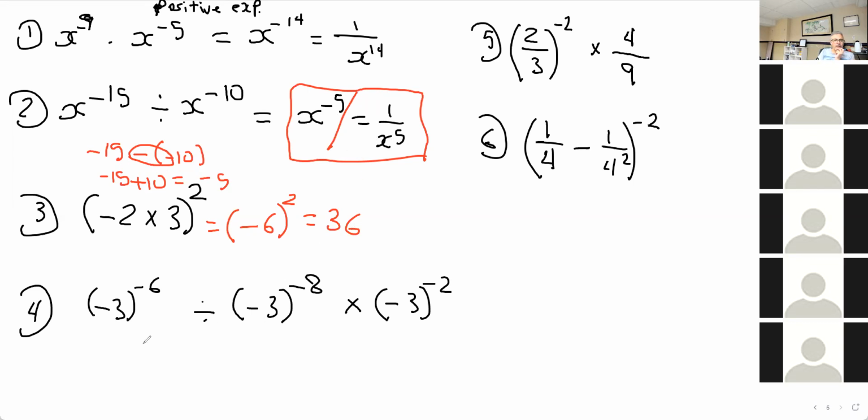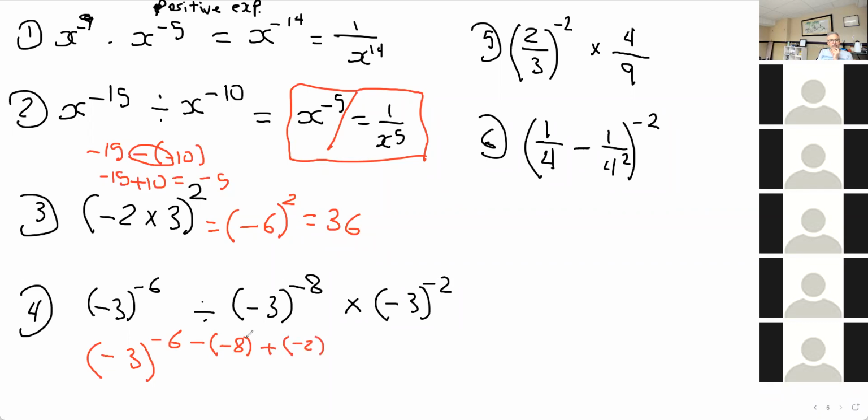Now, this one here, keep the -3 the same way. So that becomes -3. Now, when you're dividing, you subtract. And when you're multiplying, you add. So what you have here, as far as the exponents are concerned, if you want to see it in slow motion, is -6 minus -8, because you're dividing, you subtract the exponents, plus, because you're multiplying, you add that exponent.